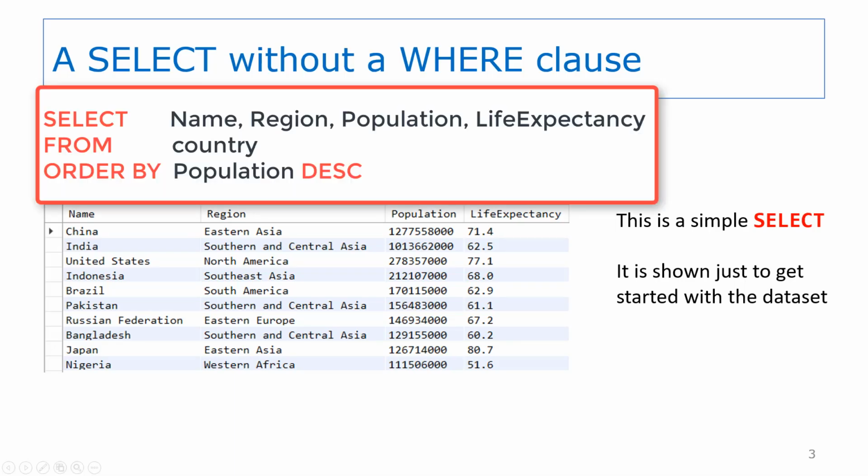To get started, we'll take a quick look at this simple select statement for the country table. This select does not have a where clause, so it is a full table select. When you don't have a where clause, SQL will return every row in the table to your result set. There is an order by clause to sort the rows in descending order by population. Notice that we've selected just 4 columns in the table: name for country name, region, population, and life expectancy.